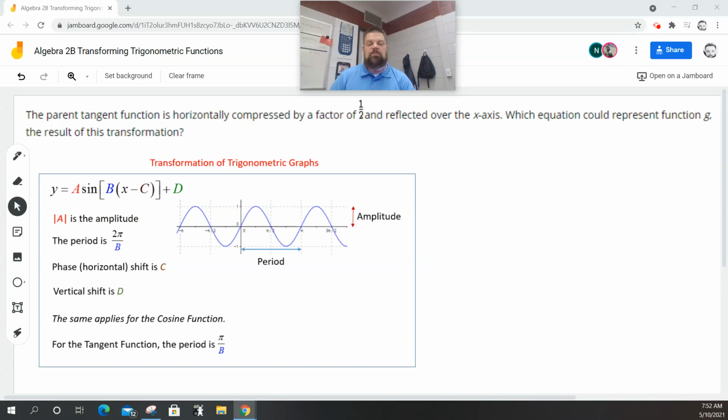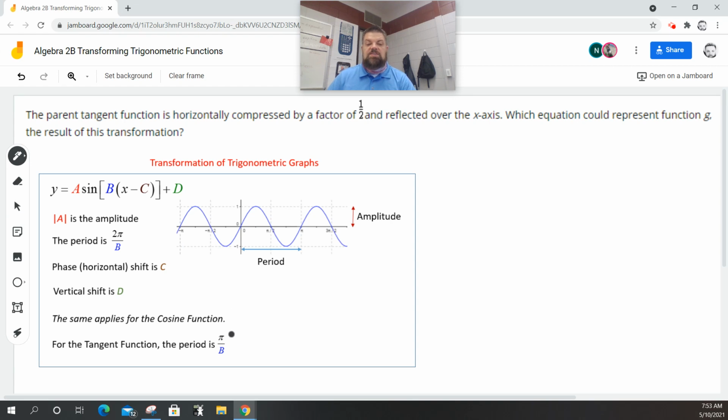Now for this one, it says we have the parent tangent function is horizontally compressed by 1/2 and reflected over the y-axis, or I'm sorry, the x-axis. Which equation could represent G, which is the result of this transformation? So this same rule applies for tangent, okay? I want to point out a couple of things.